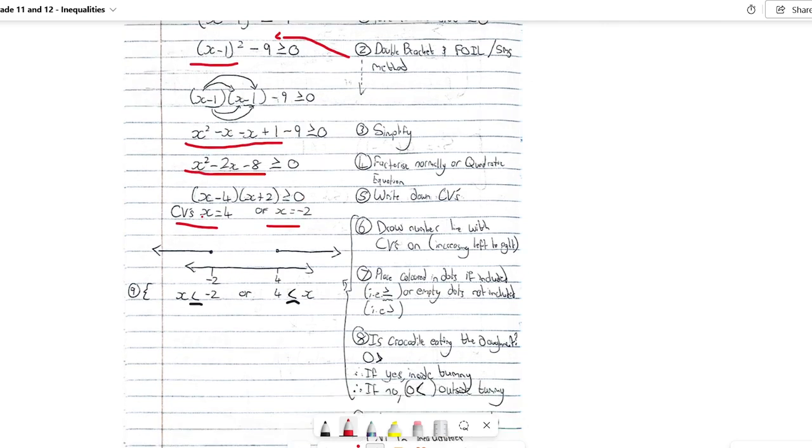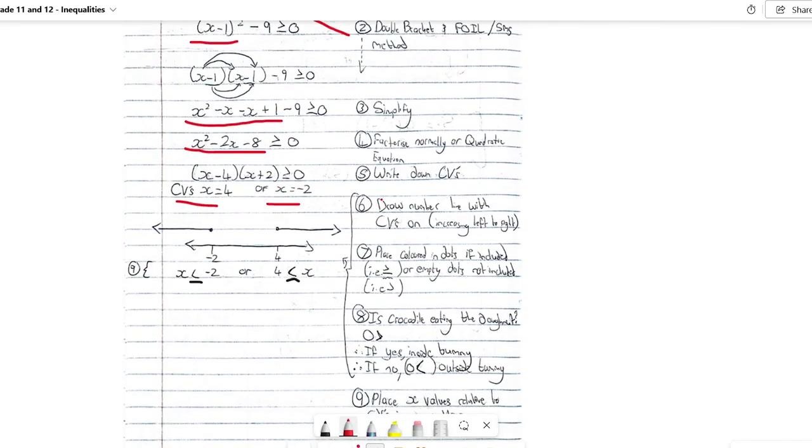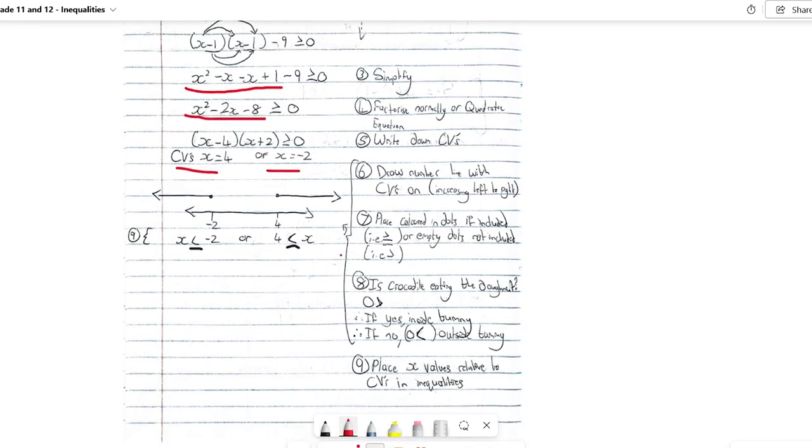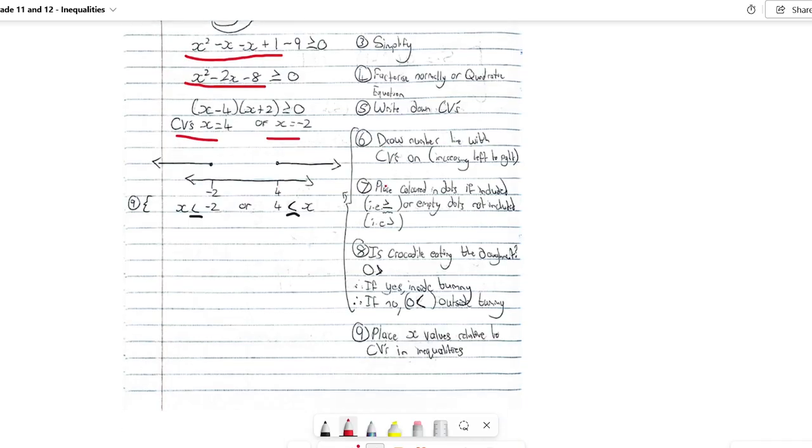Once we've done that, we have x minus 4, so therefore x equals 4 here, and x plus 2, so therefore x equals minus 2. We now have our critical values to move on to steps 6, 7, and 8, where we are on the number line. So we can draw our number line first. That's what we did first, and we put down our negative 2 here and our positive 4 over here.